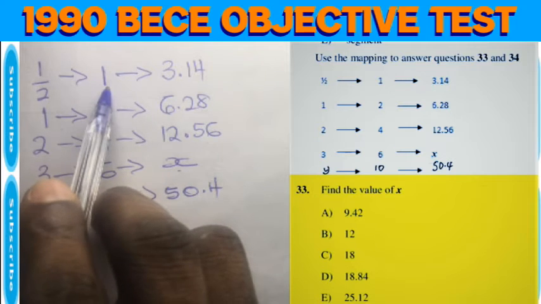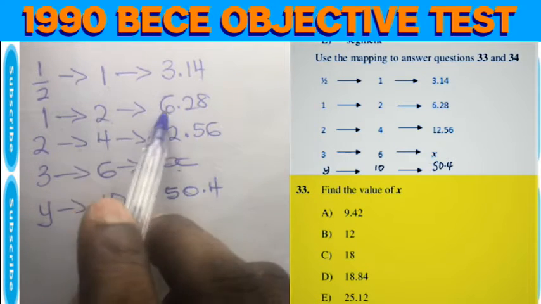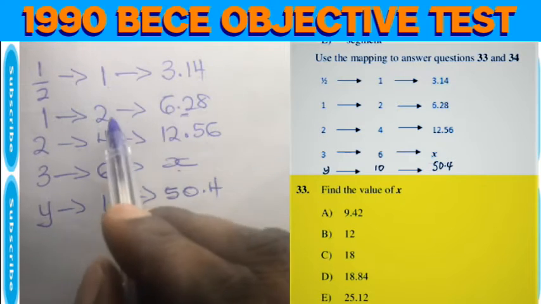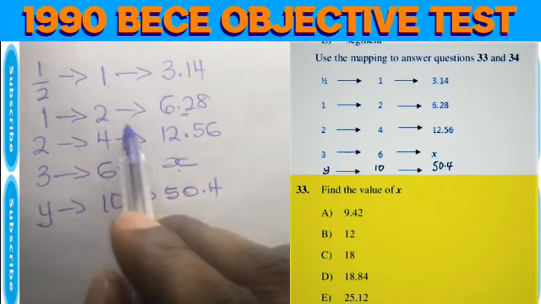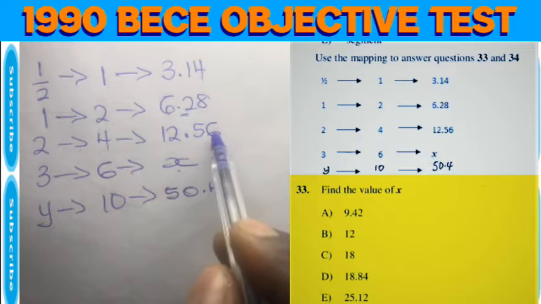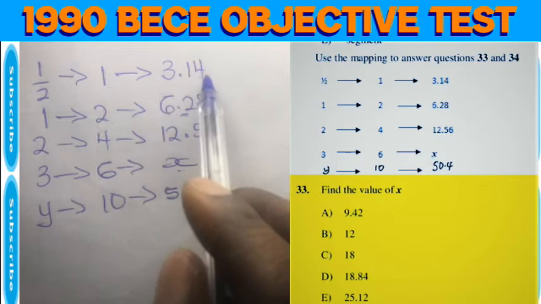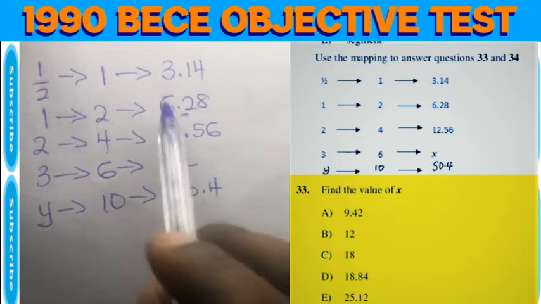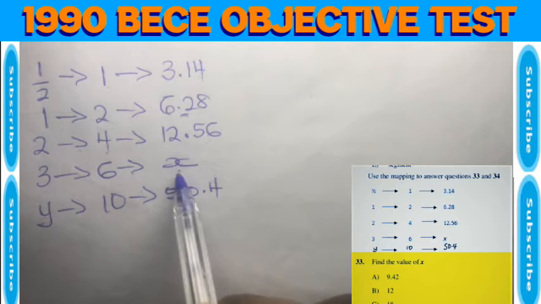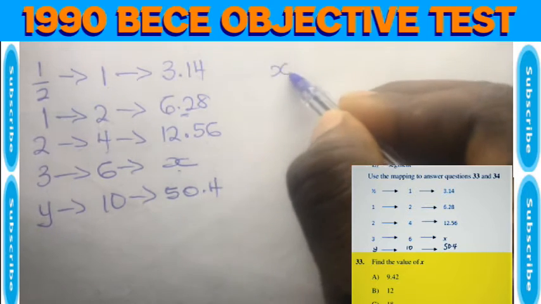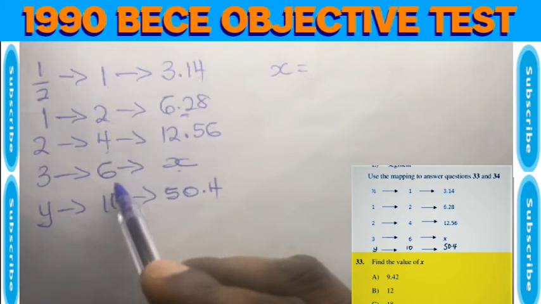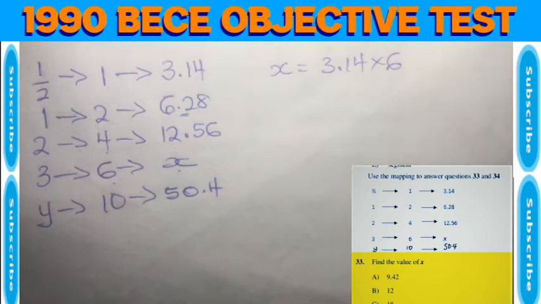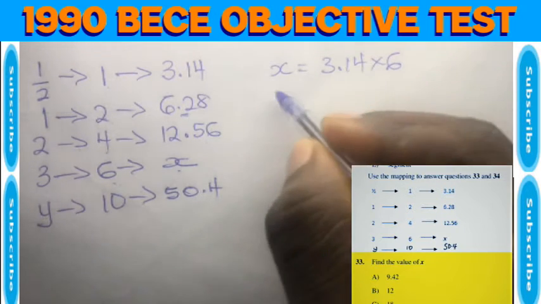So over here, we had 1, and then we had 3.14. When we had 2, we had 6.28. And before you obtain 6.28, you will need to multiply 2 by 3.14. To obtain 12.56, there's the need for you to multiply 3.14 by 4. So it means that to obtain the value of x, we multiply 3.14 by 6. So to find x, we multiply 3.14 by 6, and we multiply vertically to obtain the answer.